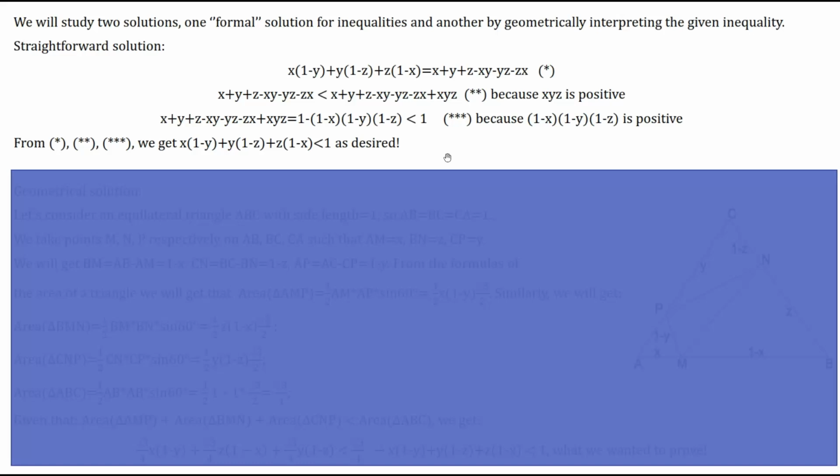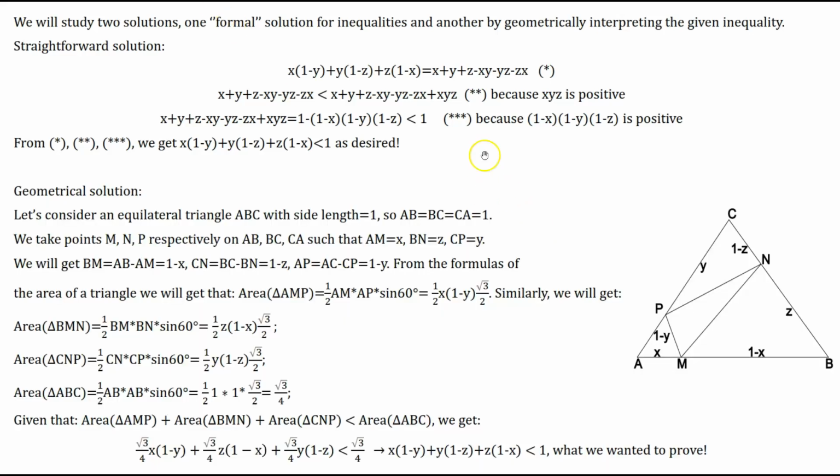Now we will go to the geometrical interpretation and solution to this problem. To do so, we will take into consideration an equilateral triangle ABC with the figure that we have done over here, with side length equal to 1. So this means that AB is equal to BC is equal to CA is equal to 1.